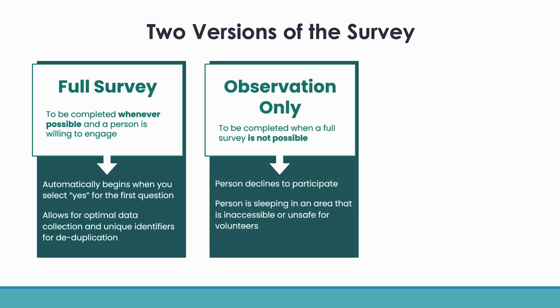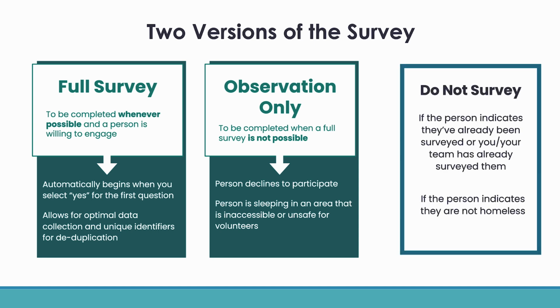If a full survey is not possible, you can select an observation-only survey. Some examples of when you would complete an observation-only survey are when a person declines to participate, or if a person is sleeping in an area that may be unsafe or inaccessible to volunteers.